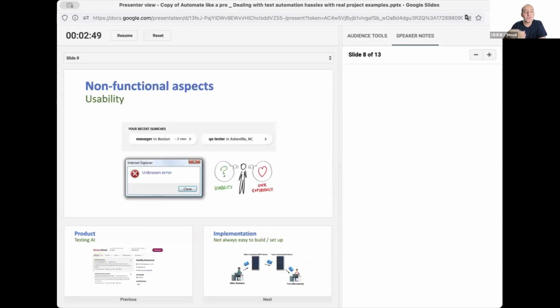There are several types of non-functional tests. What are the non-functional tests? For example, performance tests. There are different types of performance tests like stress testing, longevity testing, load testing. These are all types of performance tests.